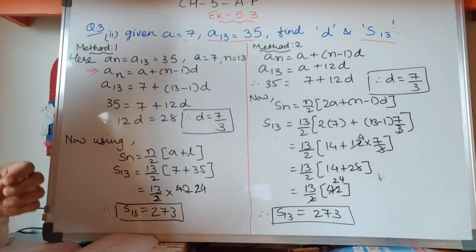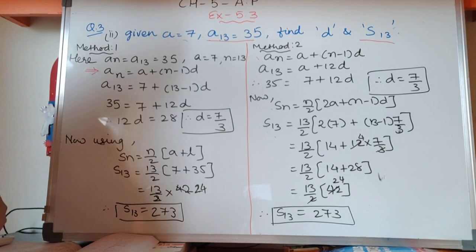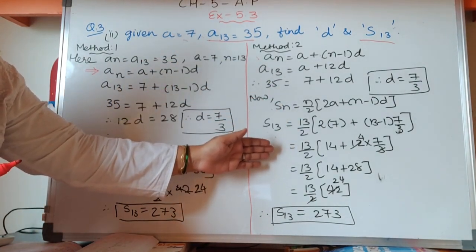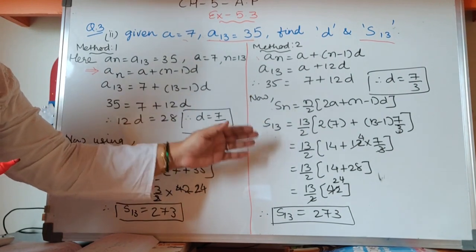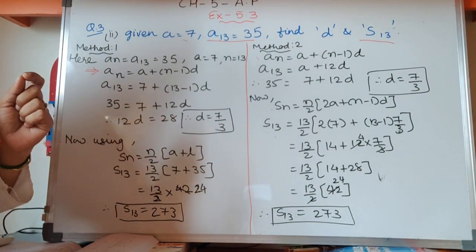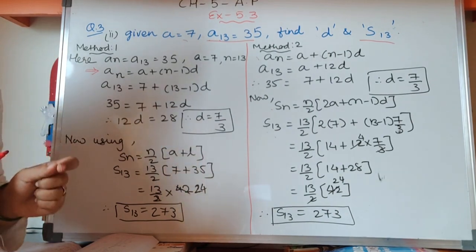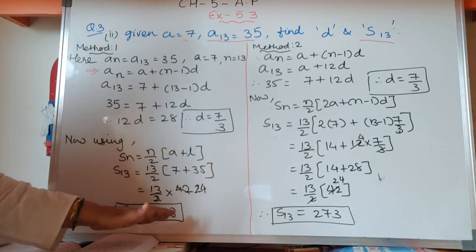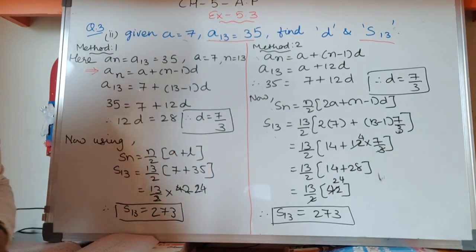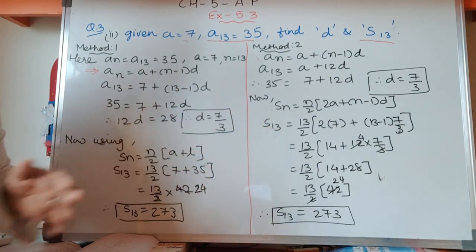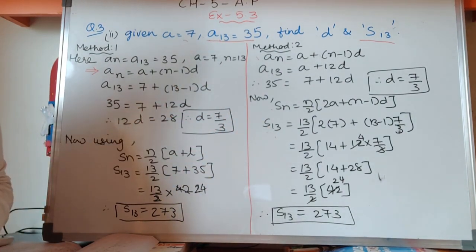It is not necessary that you have to apply either this or this method. It is up to you, you can apply any method, but the main thing is that the steps must be right. Okay. If you apply any method and you get the same answer, then it is okay. Is it clear? Like this, we can solve other examples of question number 3.